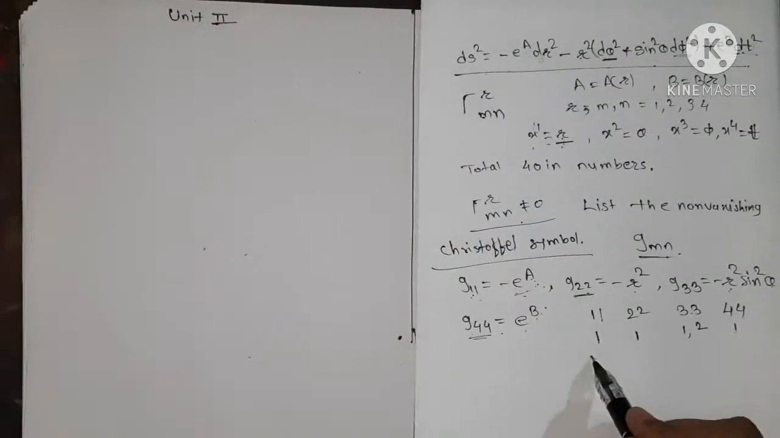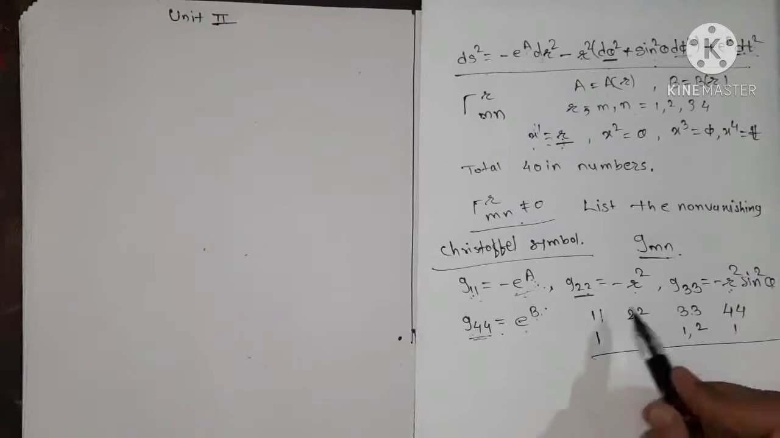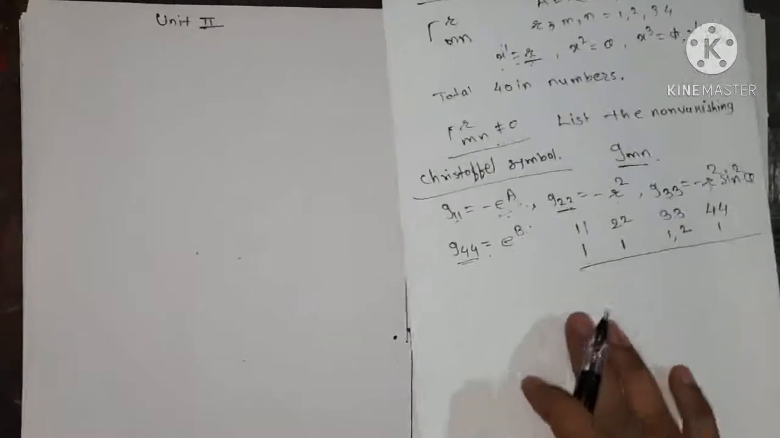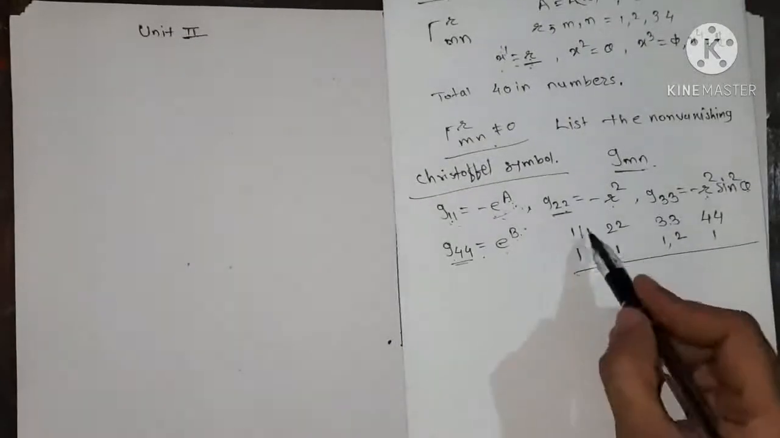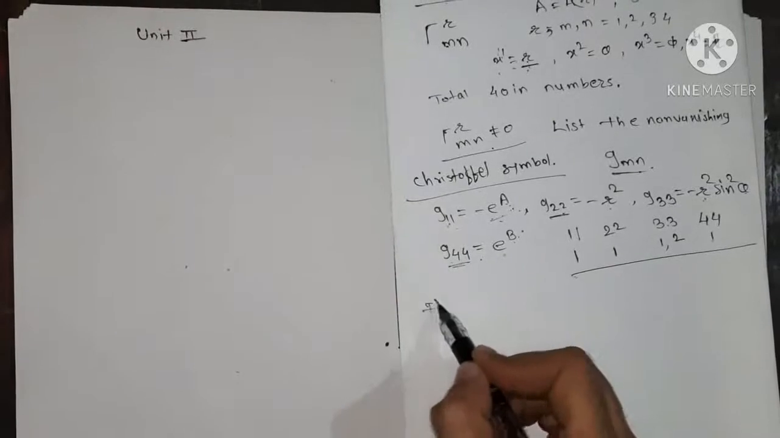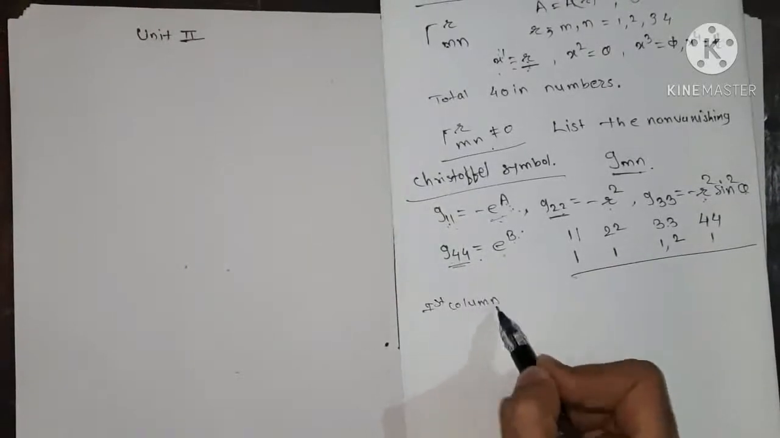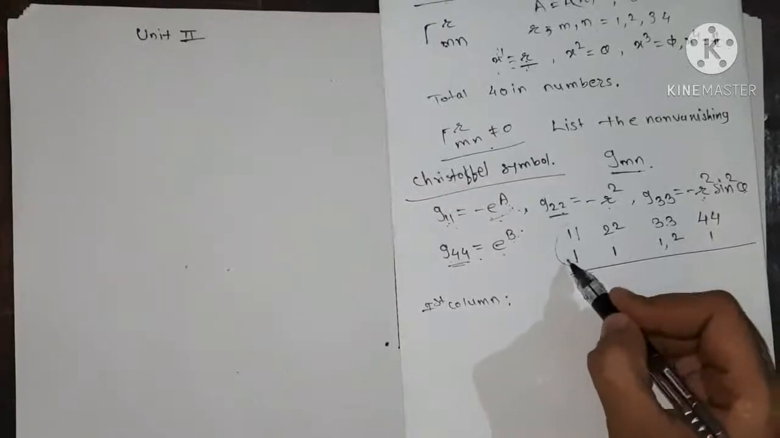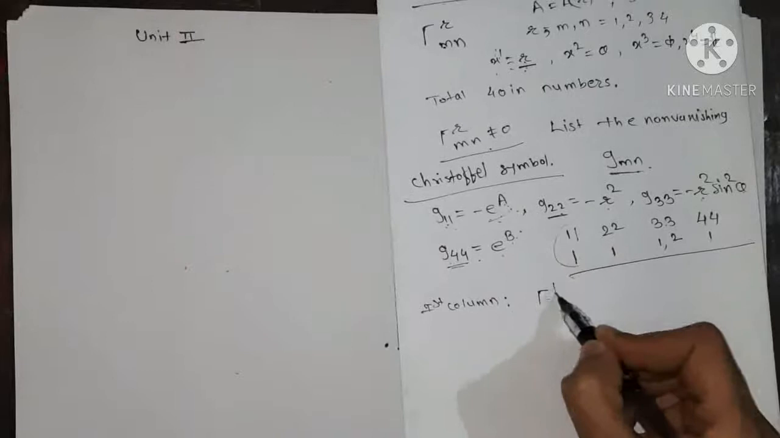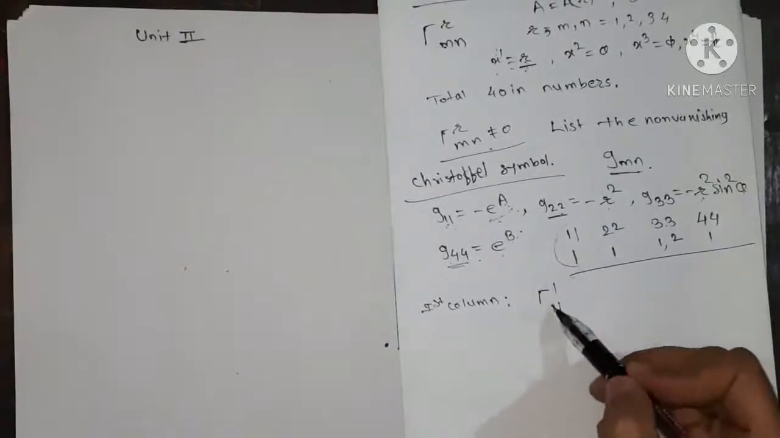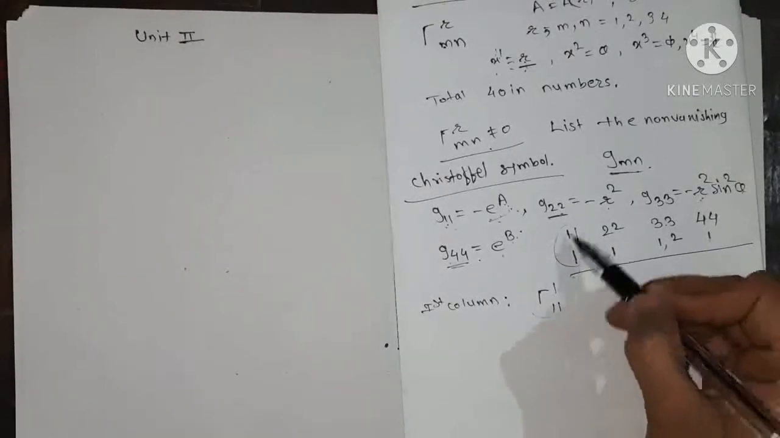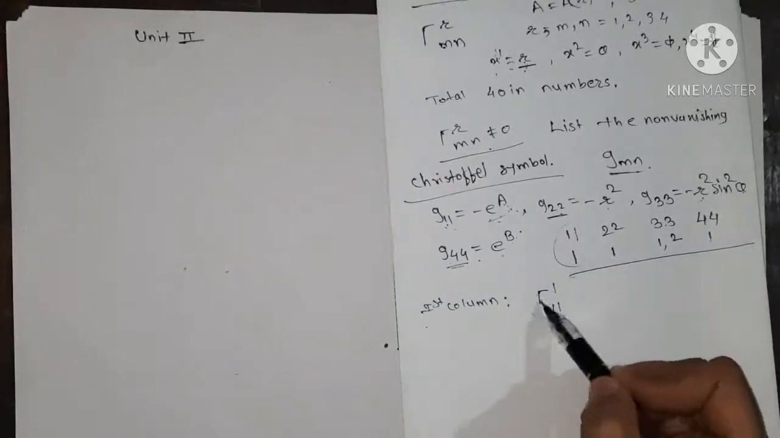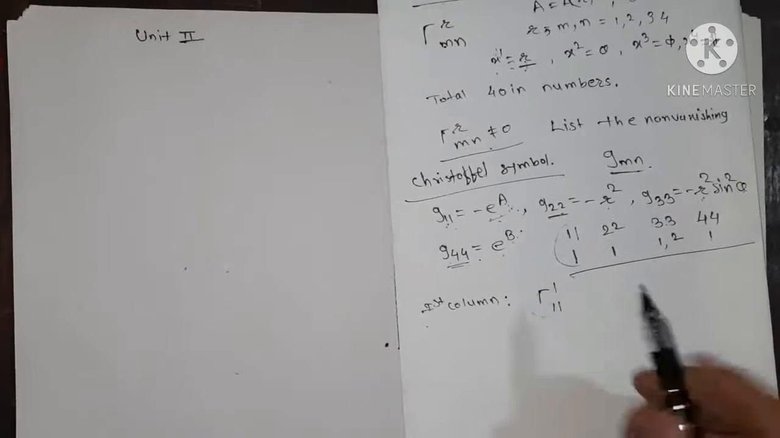So from this, we listed all the non-vanishing Christoffel symbols in the previous lecture. What are they? From the first column, for our first non-vanishing Christoffel symbol, only the combination gamma of 1, 1, 1 can be formed. So from the first column, we have the first Christoffel symbol gamma of 1, 1, 1.